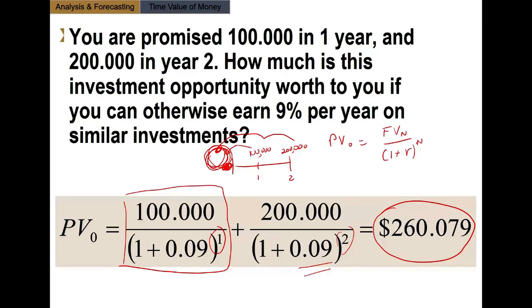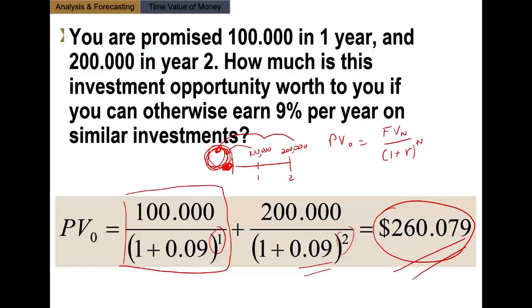So you can't just add $100,000 and $200,000 together and say, oh, this is $300,000. How can you say it's worth $260,000 today? No, you cannot add those two. The only way you can add numbers is if they're both located at the same point in time. This is why we discounted the first $100,000 back to 0 and the $200,000 back to 0 and added them up. The sum of those two is $260,000.